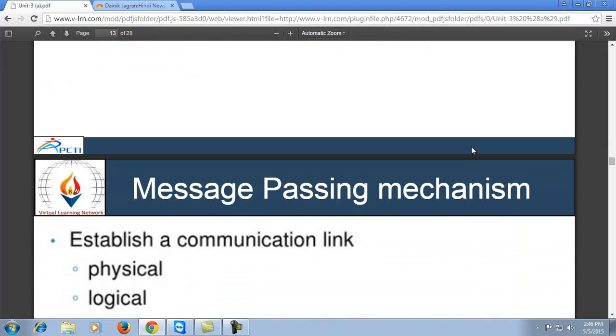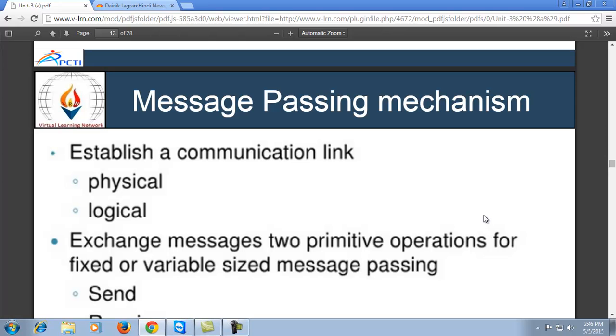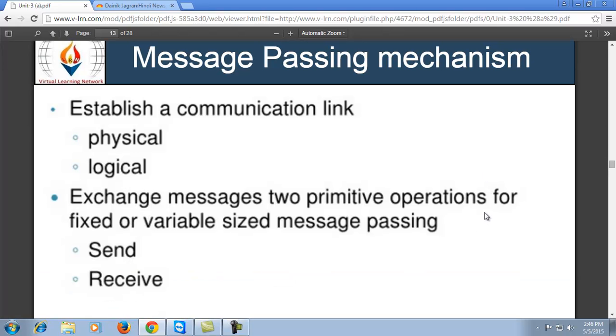Now come to the next topic, the message passing mechanism. In this there are two kinds of communication link. One is the physical link and the second one is the logical link. In a physical link we require a physical connection between two or more than two nodes or computers for sending or sharing the information. The second one is the logical link, where we establish communication between them in a logical manner, as compared to physical. There are no physical devices required to establish the communication.